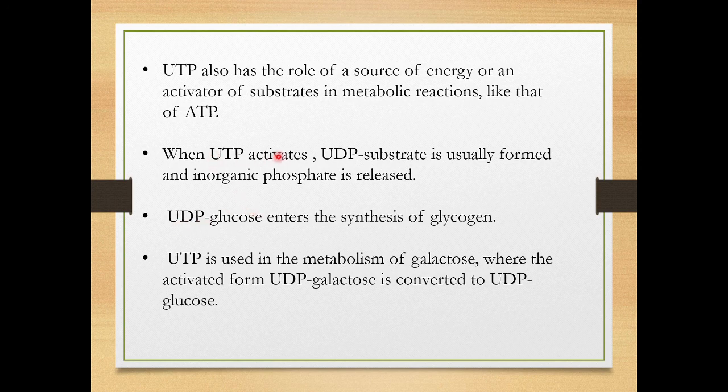So when UTP plus glucose results in UDP substrate. Substrate here means what? Glucose. UDP glucose is formed and an inorganic phosphate is released. So this UDP glucose enters the synthesis of glycogen. UTP is used in the metabolism of galactose also, where the activated form UDP galactose is converted to UDP glucose.